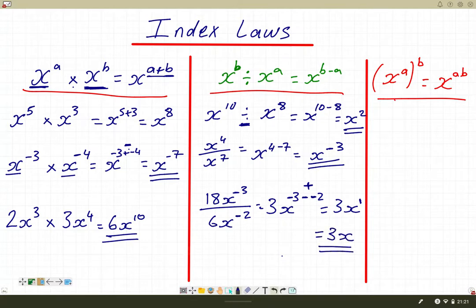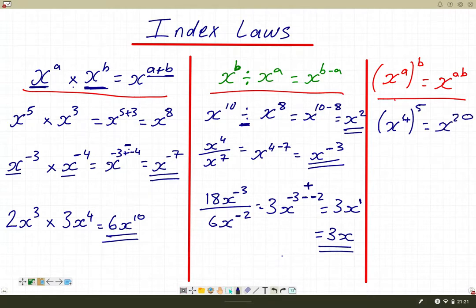Okay, now the last index law, when there's brackets, what you do is you multiply the power. So let's say I had x to the power of 4 to the power of 5. Okay, all I do, multiply the powers. 4 times 5, I get x to the power of 20.